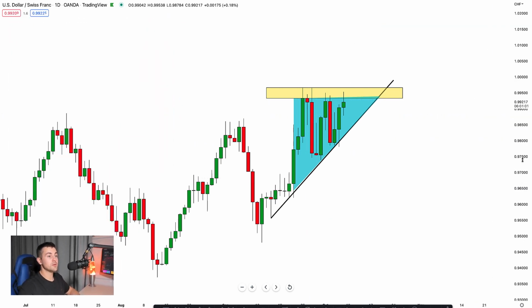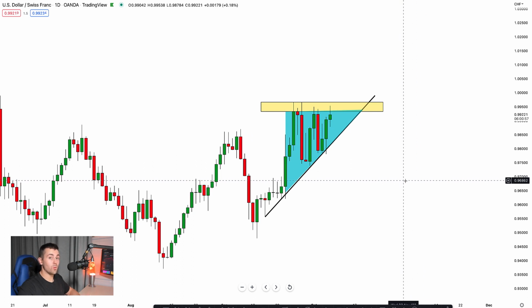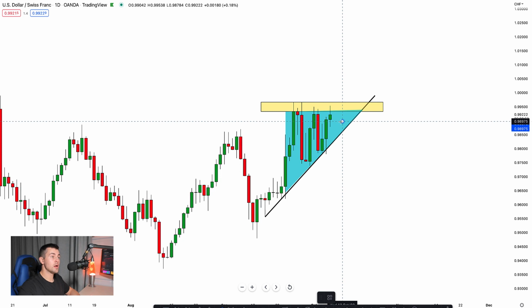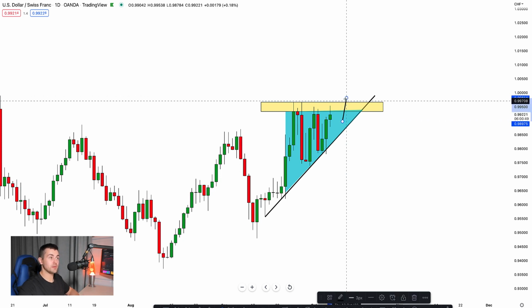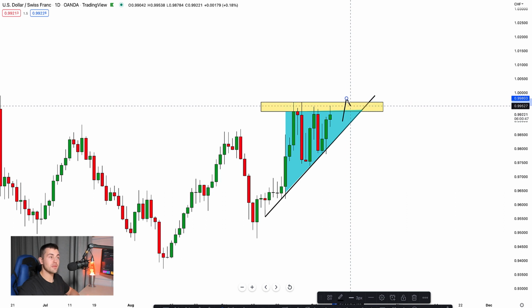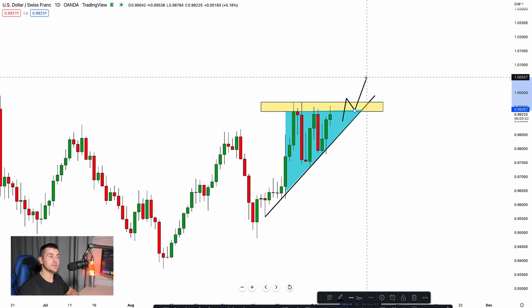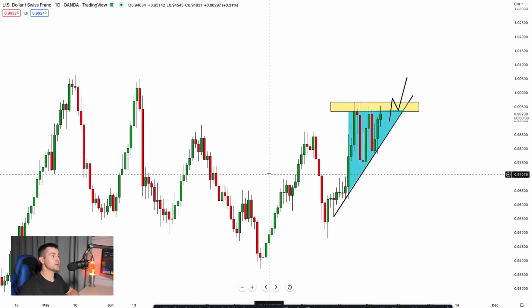So next week, your plan will be the following on dollar Swiss. Your plan will be to patiently wait for a daily candle close above the resistance of a triangle. Yes, and once the breakout is confirmed, you can look for buying opportunities on retest, expecting a bullish continuation. Where will be the next target for buyers in case of a breakout?